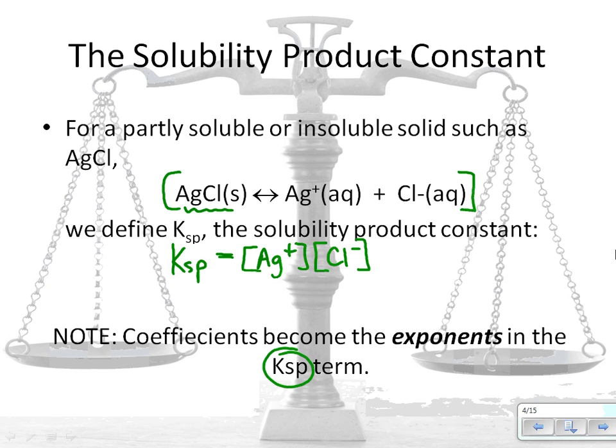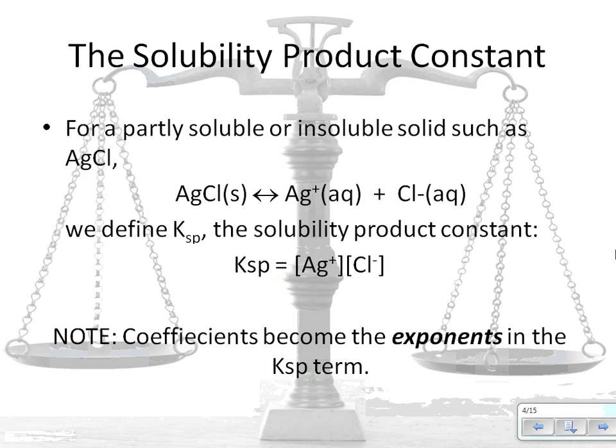If you end up with coefficients in your balanced chemical equation, so let's say there was a 2 there, you'd have to make sure that they become exponents, so I would put a 2 there. In this case, obviously that's incorrect, but at least you know to follow the same rules as we did when we were writing our expressions for Keq.